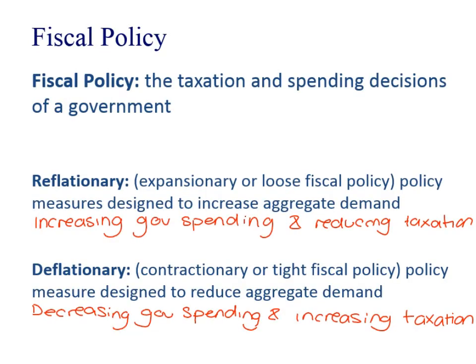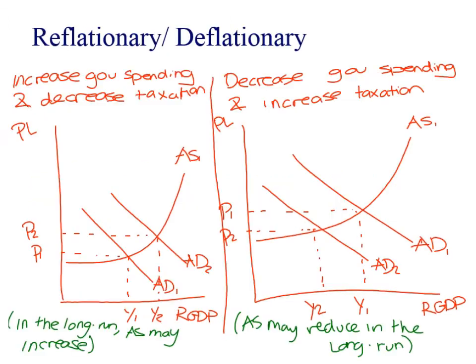If you read the textbook, pages 138 to 143, you'll get some information on fiscal policy. Fiscal policy is just the tax and spending decisions by the government. Reflationary, sometimes called expansionary or loose fiscal policy, is a policy designed to increase aggregate demand, and you do that by increasing government spending and reducing taxation, or just doing one or the other. Deflationary, or contractionary or tight fiscal policy, is designed to reduce aggregate demand, so decreasing government spending or increasing taxation, or doing one or the other. So this is what it would look like.